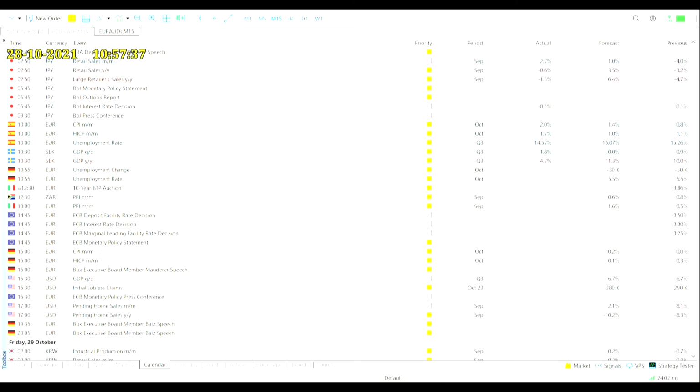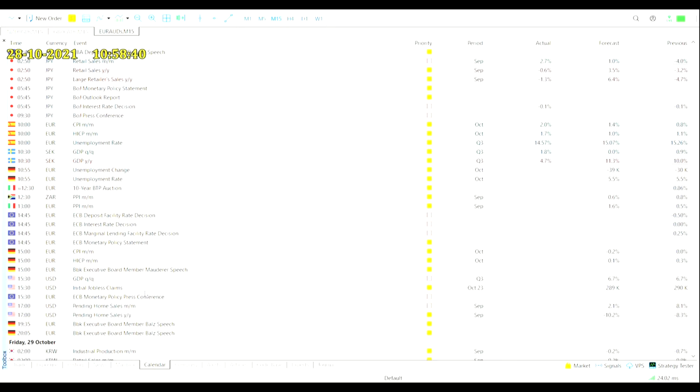3 o'clock CPI from Germany month on month. I think it's been the last 3 times they've held at 0.0%. Now they're in fact expecting a slightly deflationary negative 0.2. And half an hour later, 3:30, big US dollar numbers. GDP quarterly, forecast at 6.7%, same as the previous. Wouldn't be a terrible figure, but who doesn't like a beat?